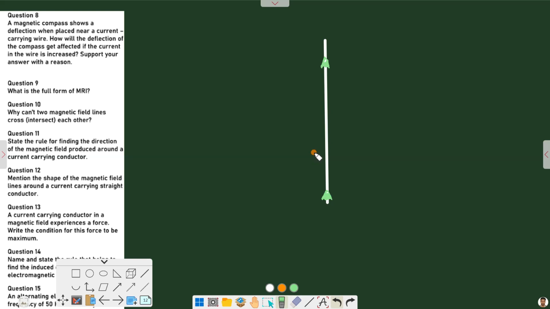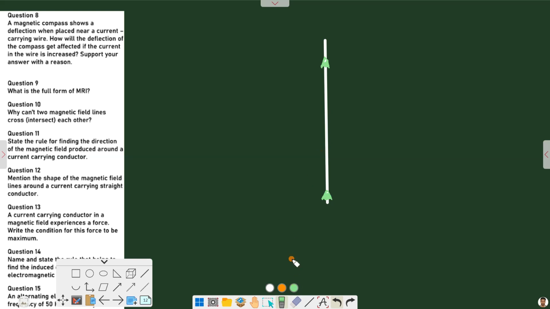How can we apply the right hand thumb rule here? To apply the right hand thumb rule, you have to point your right hand thumb in the upward direction, and you have to notice the movement of your fingers. If your thumb is pointing upward and you see the rotation of your fingers, you will find that your fingers are rotating counterclockwise when seen from the top.